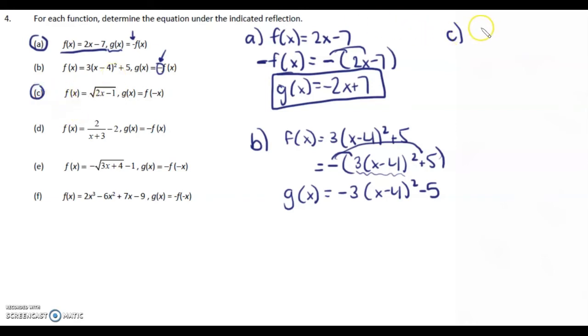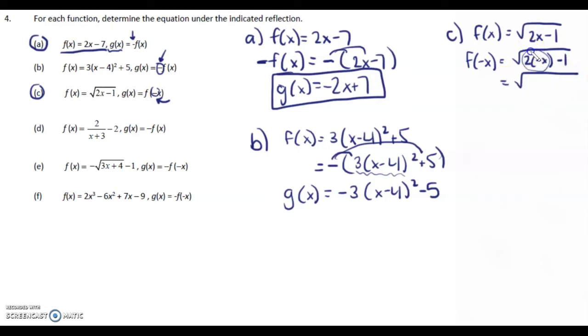Okay. C, f(x) = √(2x - 1). This time we're going to find the equation where there's a reflection in the y-axis. So every time we see an x, we're going to put in the bracket -x. So f(-x) = √(2(-x) - 1). If we multiply these by one another, we would get -2x, and then the -1 would just come down, and that would be our g(x).